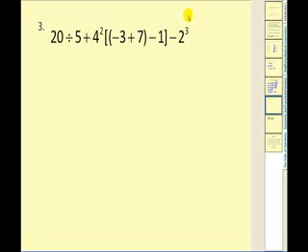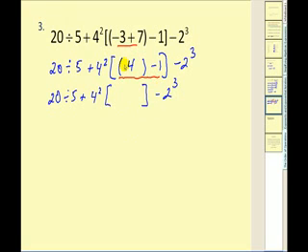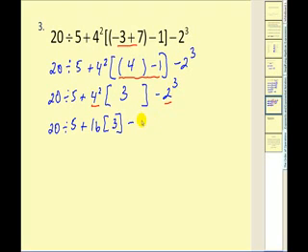Again, we start with the innermost parentheses, so we're going to start here. So negative 3 plus 7 would give us positive 4. Still working within the innermost parentheses, we need to simplify this part. Of course, 4 minus 1 would give us 3. Next step, we need to simplify our exponents here and here. 4 squared is 16. 2 cubed is 8.